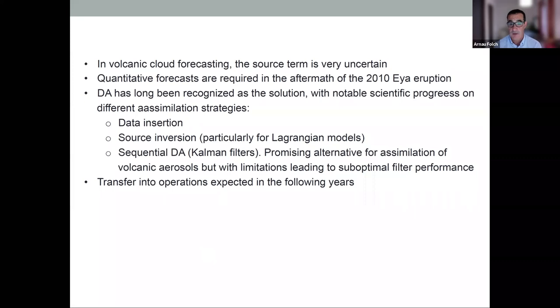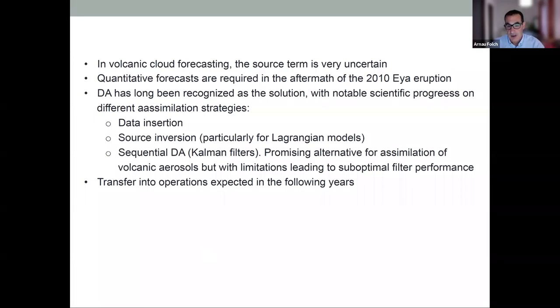This is a very promising alternative for simulation of volcanic aerosols, but as I have mentioned before, it has limitations regarding the Gaussian hypothesis behind these filters, which leads to suboptimal filter performance. And you need to assimilate with a high frequency if you don't want the filter to collapse.